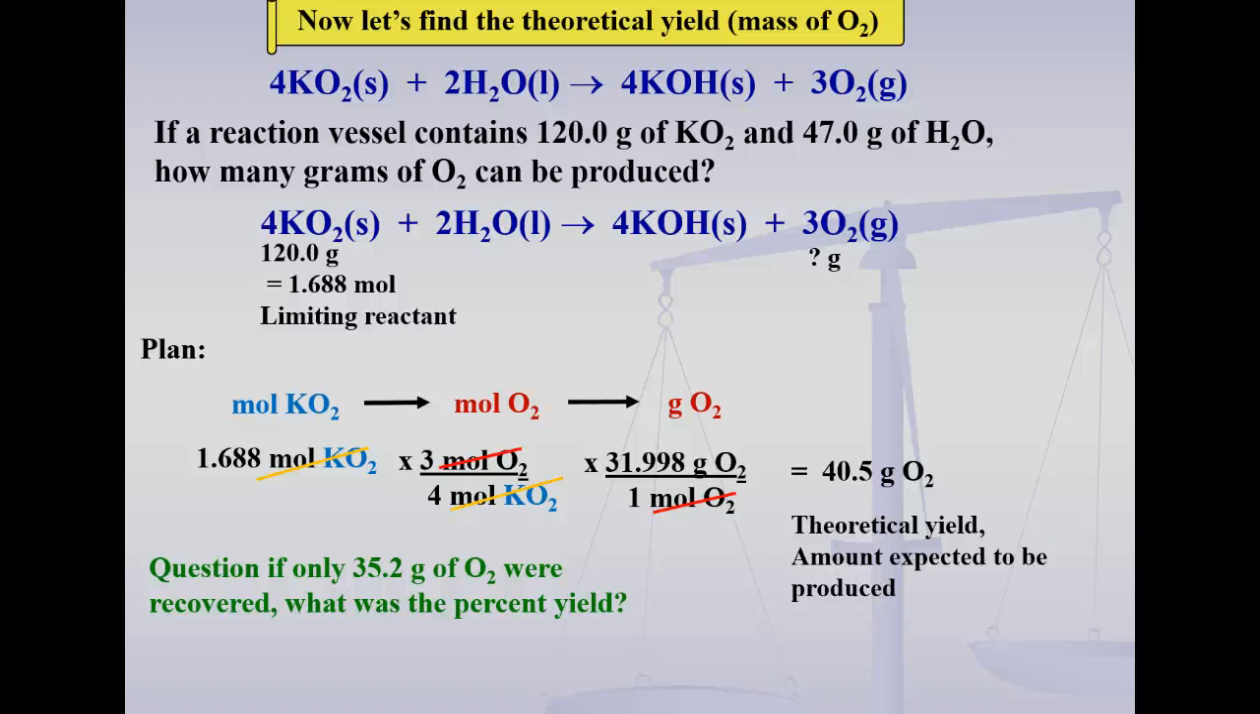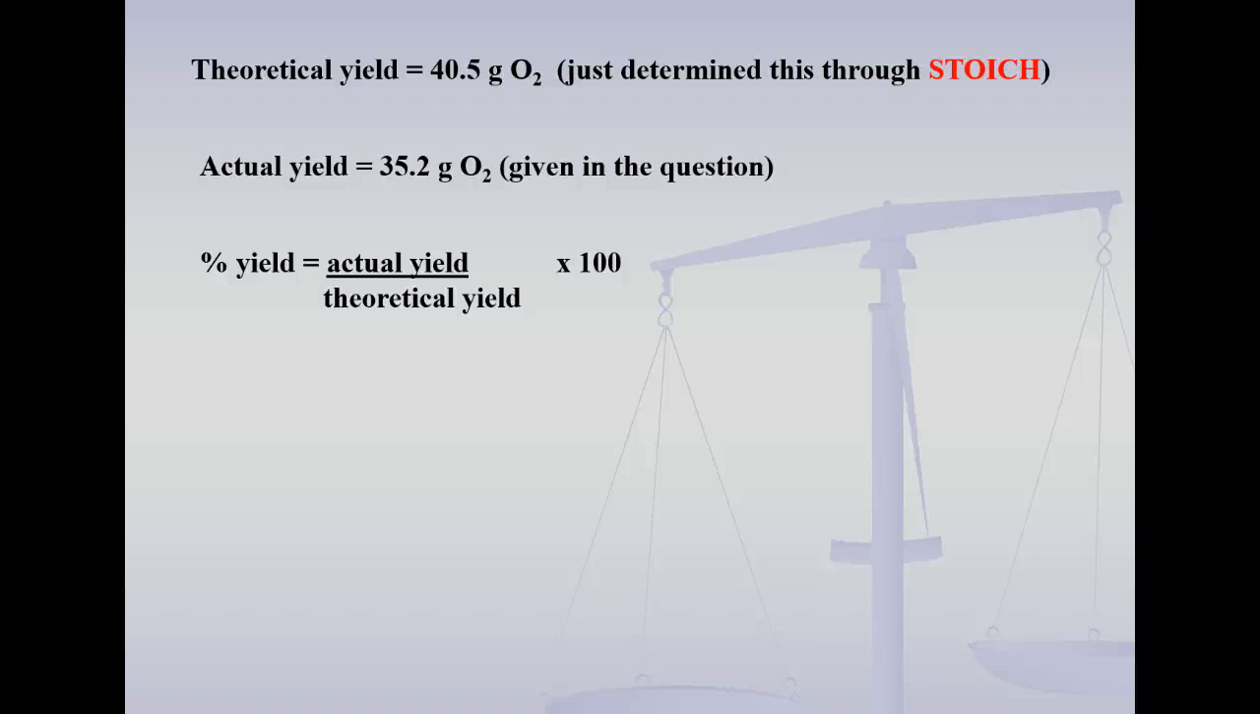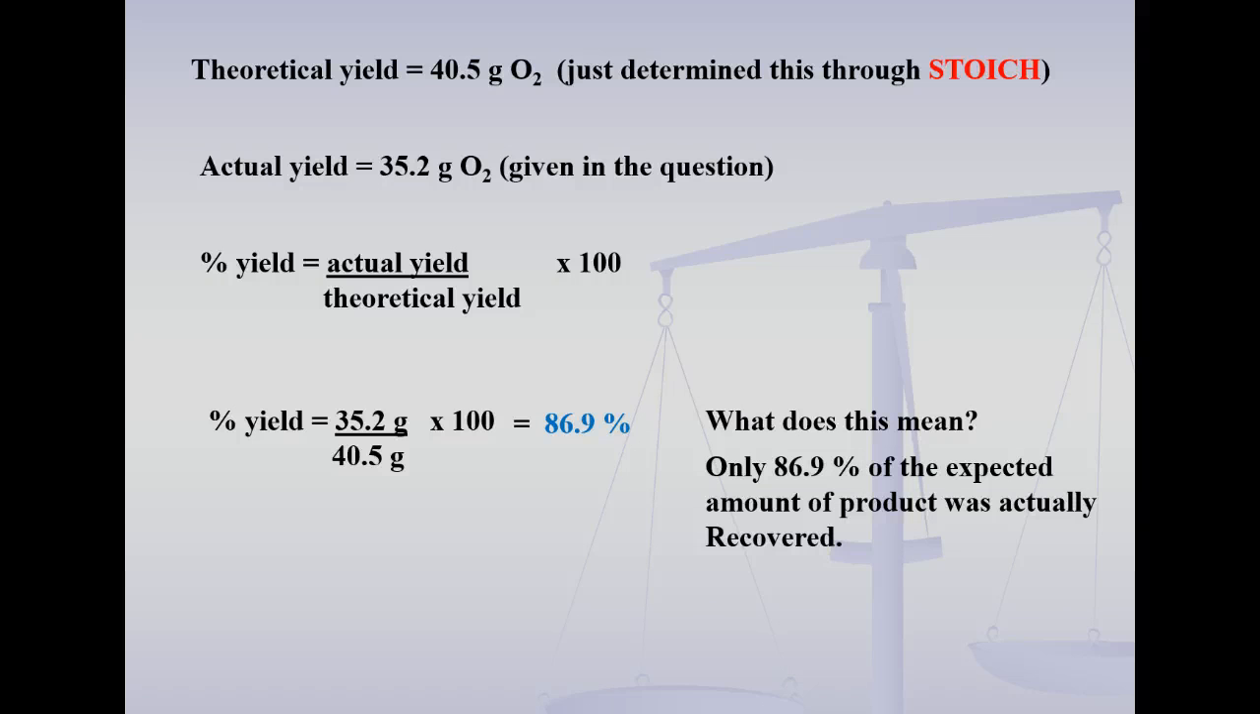Now, let's answer this question. If only 35.2 grams of oxygen were recovered, what was the percent yield? All right, so our theoretical yield is 40.5 grams of oxygen, which we just determined through stoichiometry. The actual yield is given to us, 35.2 grams. That was from the question. And we'll use the percent yield equation, plug in our numbers, and we get 86.9%, which isn't too bad. So what does that mean? That only 86.9% of the expected amount of product was actually recovered, what we actually got in the chemical reaction.